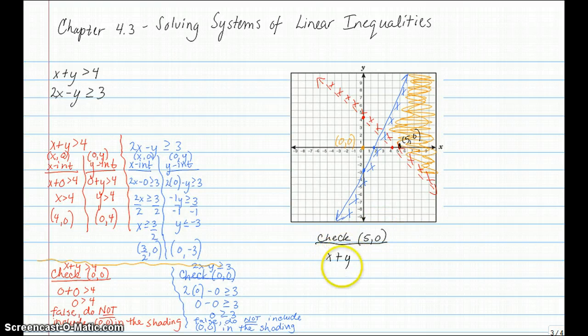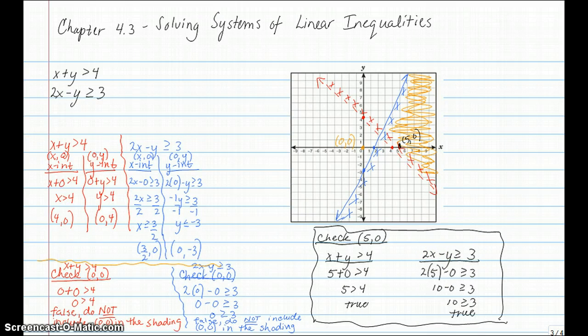The x plus y is greater than 4, and we'll plug it into the 2x minus y is greater than or equal to 3. Okay, so you can see that when you check 5, 0, which is inside that orange shaded area, those are all of the solutions that fall in that shaded area, which goes on into infinity. Plus solutions will be anything that falls on the blue line. However, nothing on the red line because it's a dashed line. This one's solid, so those are solutions. This one's dashed, so those are not solutions. So we substitute into the first equation, x is 5 plus y is 0, 5 plus 0 is greater than 4, 5 is greater than 4, that's true.